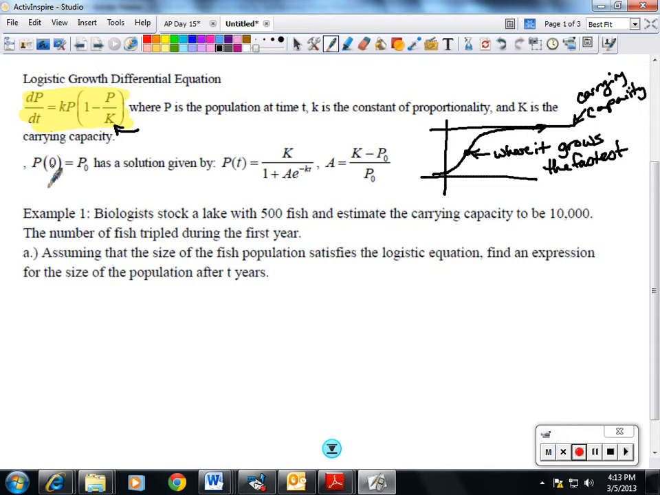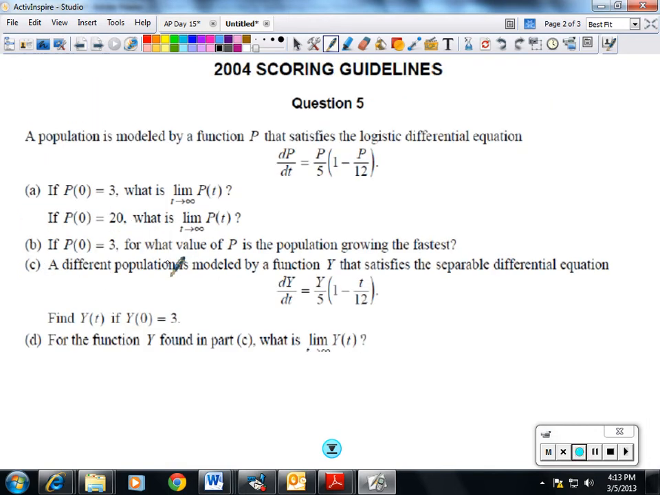I'm going to do this backwards. I'm going to do the AP question. Go ahead and flip to the last page, and let's do this free response question first, so I can really show you what you need to know for AP. Logistic is not a big topic. There are certain things they expect you to know, and if you know these things, you'll be good to go.